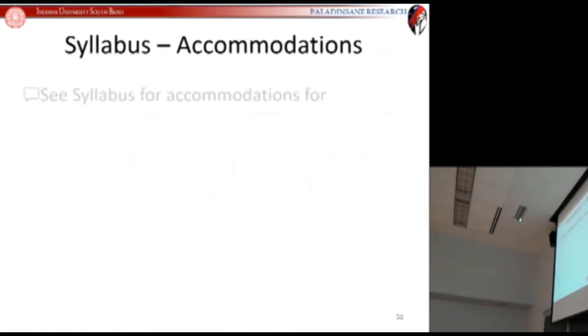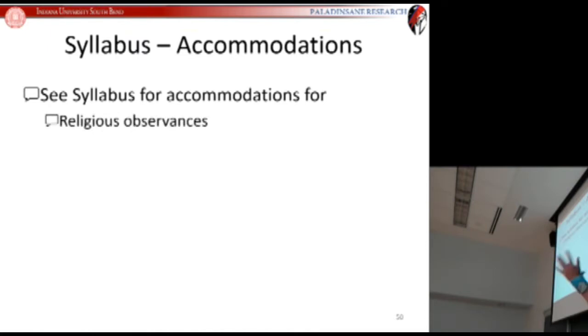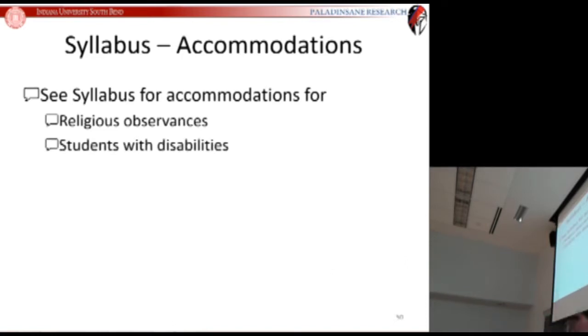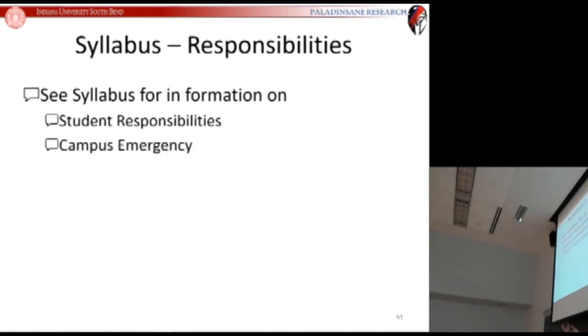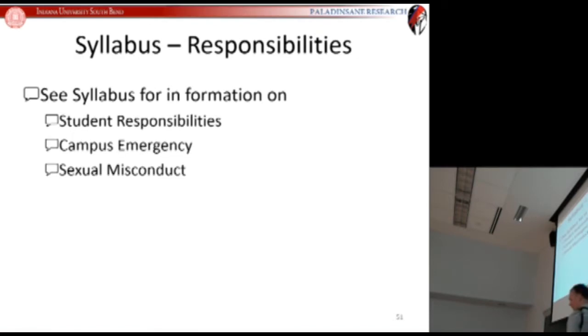Syllabus for accommodations. So if you need accommodations, there are syllabus policies for that. Religious observances, check the dates. If there's a conflict with your religious beliefs, let me know and we'll get you the accommodations. If you're a student with disabilities, once again, please make me aware of that. And then also information for your responsibilities as a student in this course, what to do for campus emergencies, and issues of sexual misconduct. So we're almost done, just a couple more things.